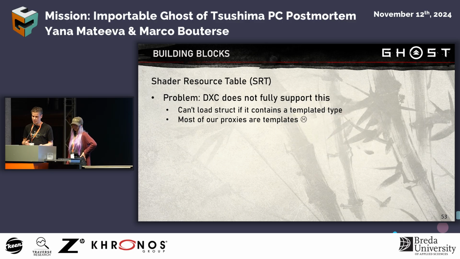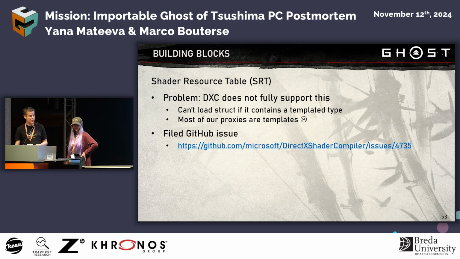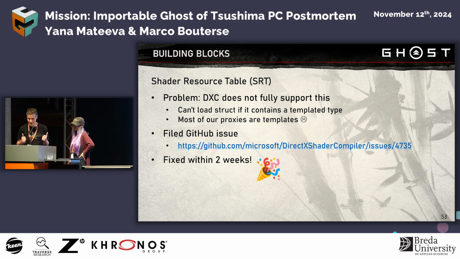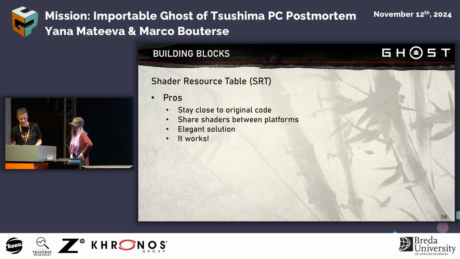We just had one problem at this point because DXC did not fully support it. If you try to load a struct with the templated load, and that struct itself contains a type that is templated, then it doesn't work. And all of our proxies that we put in there were templates. So we filed a GitHub issue, and it was fixed within 2 weeks. So this was actually really great. Yeah, great job by the DXC team. So we were able to continue on this approach.